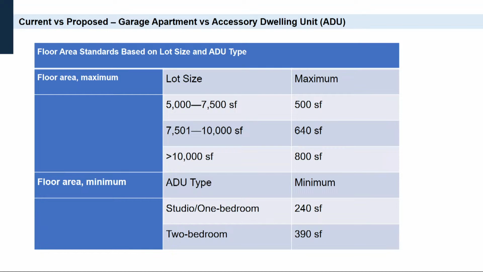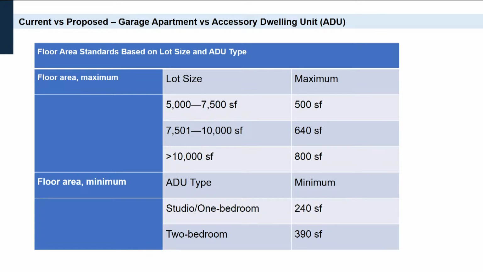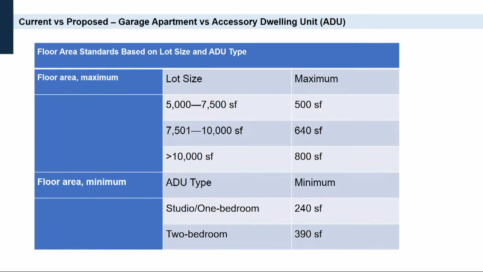What we do, we say, well, there are different lot sizes in the city. Some are smaller, some are much larger. So what we're proposing is, based on the lot size, to have a scalable ADU. So the maximum ADU would run from 500 to 800 square feet based on the size of the lot. Seeing the chart, for example, lots larger than 10,000 square feet, you could have an 800 square foot ADU. Smaller lots, like in the neighborhoods you see east of City Hall, would have a maximum square footage of 500 square feet.